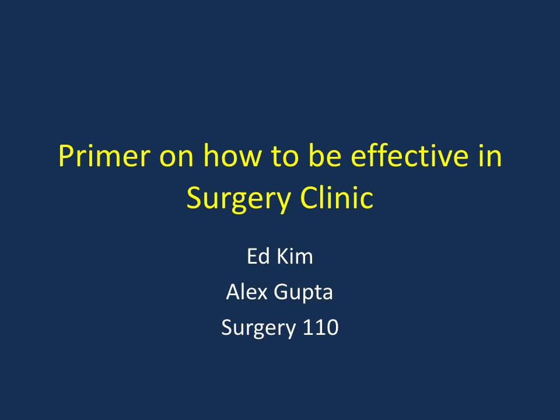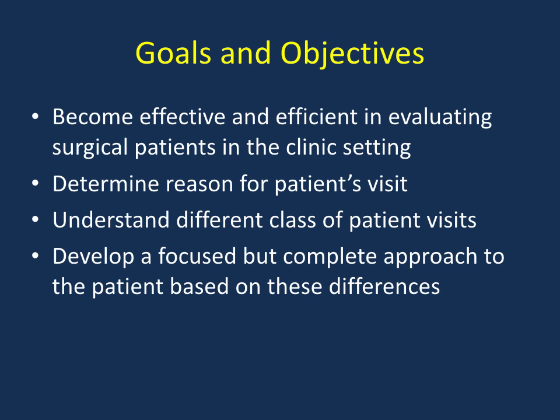We're here at the VA, and we're going to do a little podcast on how to be more effective in the surgery clinic. The goals and objective is for you to become effective and efficient in evaluating surgery patients, and it starts out by figuring out why the patient is here, and then it really comes down to understanding different classes of patients that come to our clinic. If you understand the different classes, it'll help you develop a focused but complete approach to evaluating these patients and doing it in a comprehensive manner that will make your experience much better.